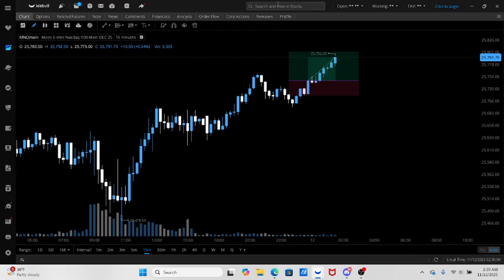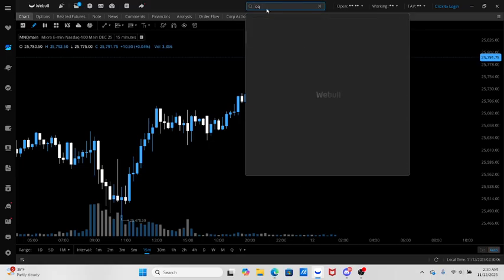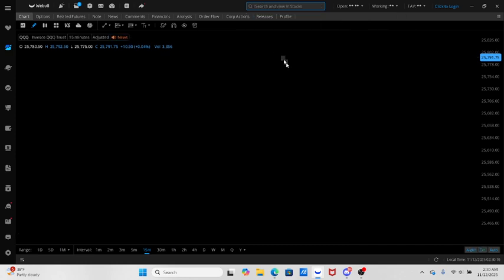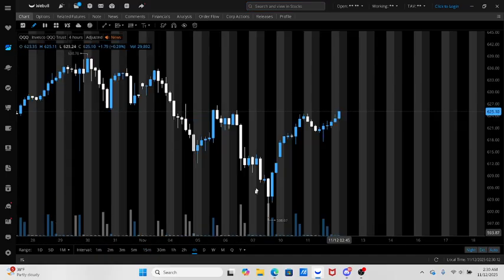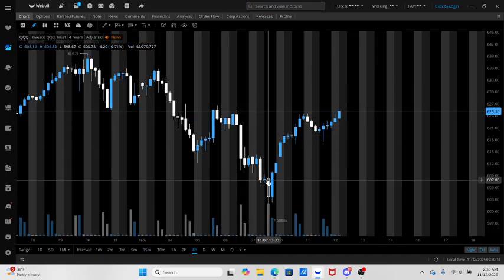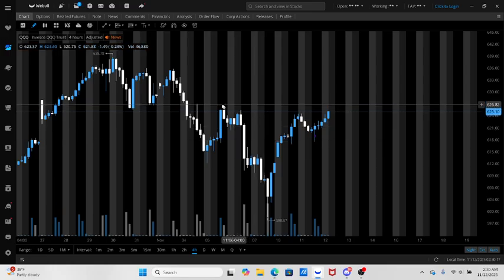Oh wait, I'm on NQ, so let me go back to QQQ. And then every week you want to see where the market's going. We've been aiming for this level since Sunday night, but it's just been slowly making its way up. And you want to keep aiming for those levels that you mark out until price shows you that it doesn't want to go there.